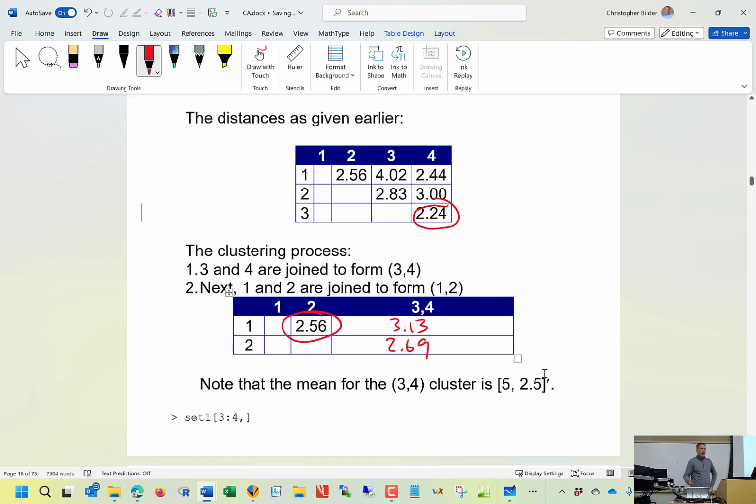So I have one more stage. Of course, the cluster with 1 and 2 in it is going to be joined with the cluster that has 3 and 4 in it. How do I find the distance, though, between those 2 clusters? Well, I find the mean for the cluster that has observations 1 and 2 in it, find the mean for the cluster that has 3 and 4 in it, and I simply find the Euclidean distance between those 2. That's how you do it.